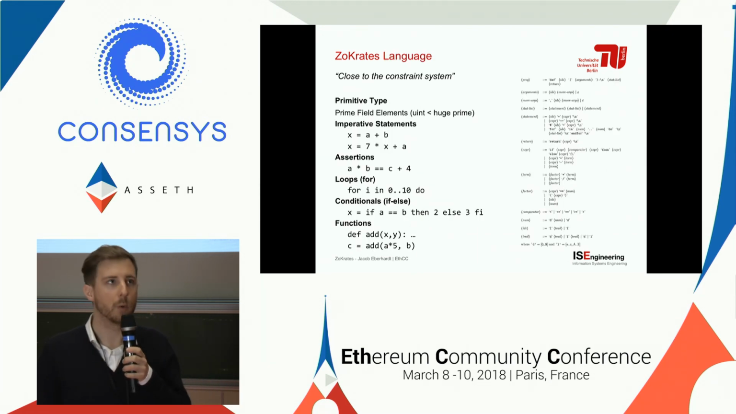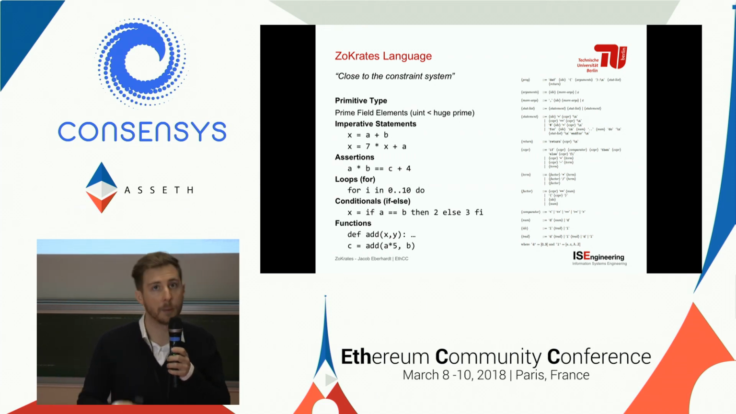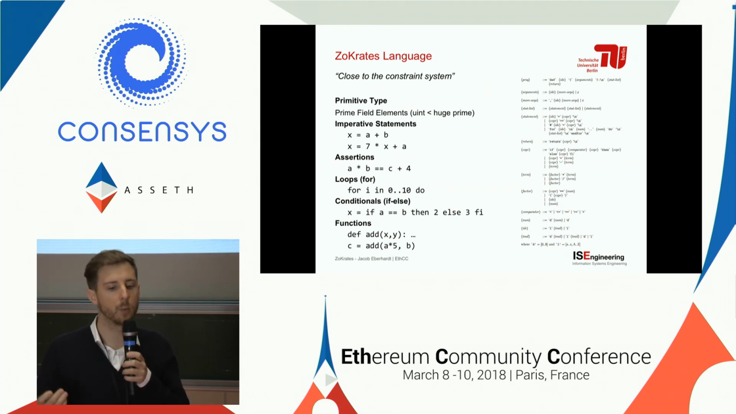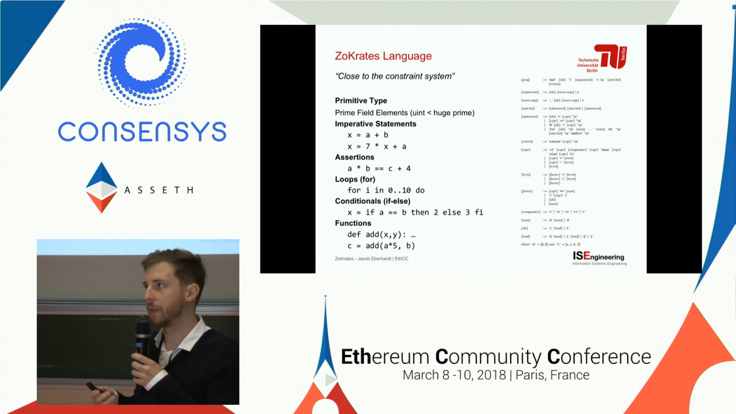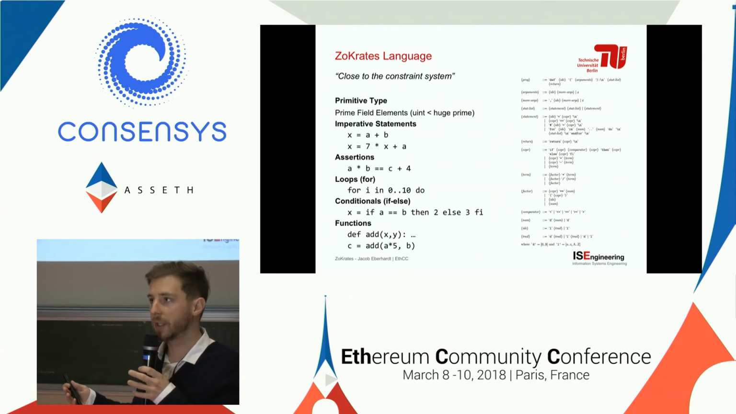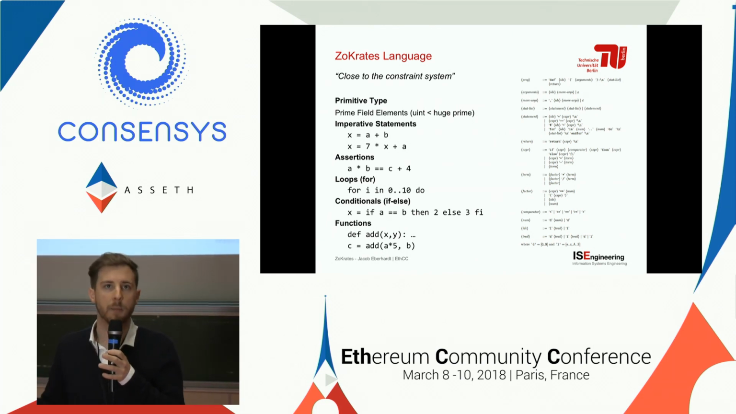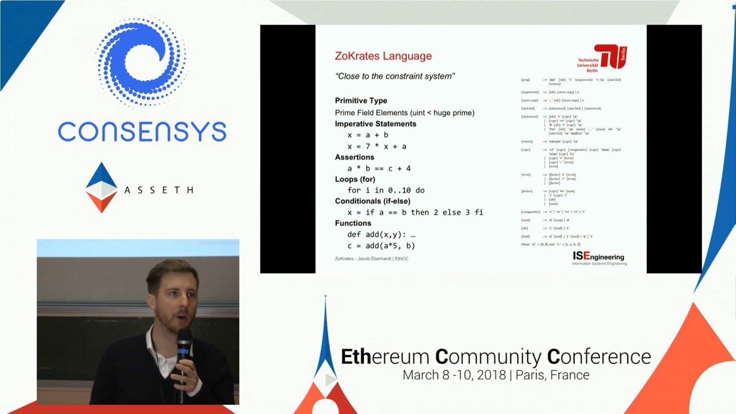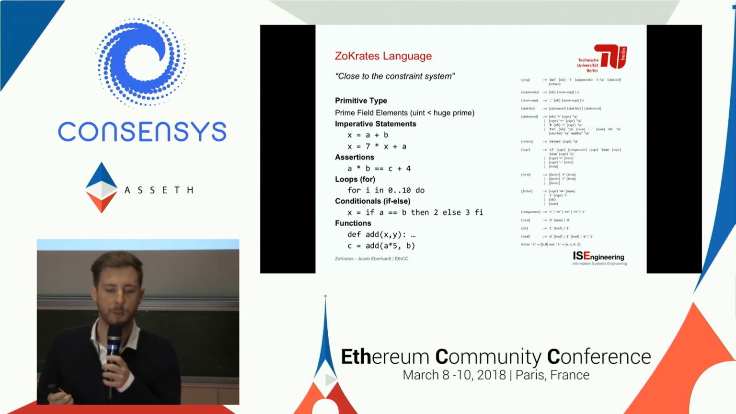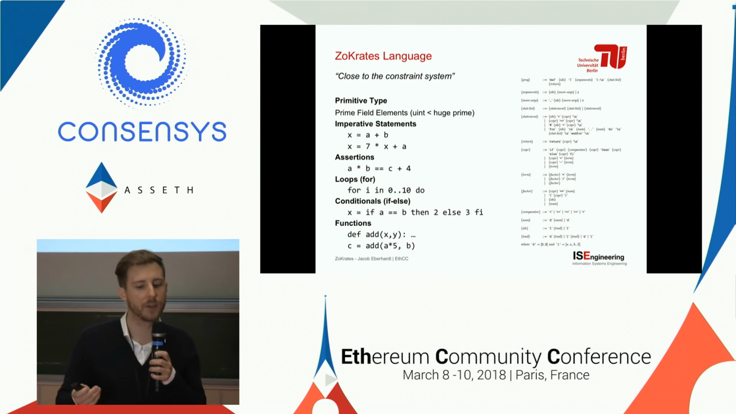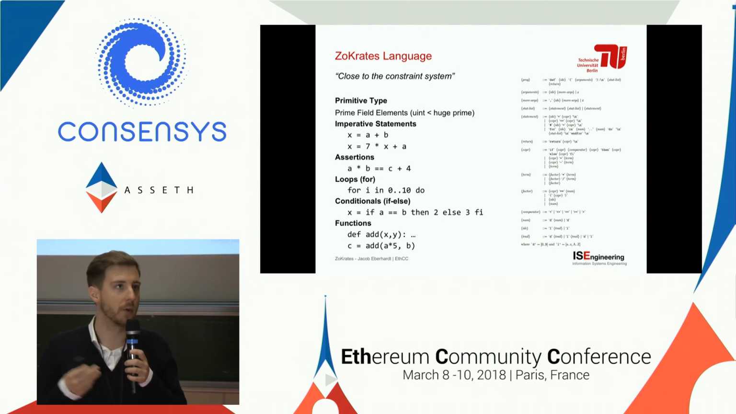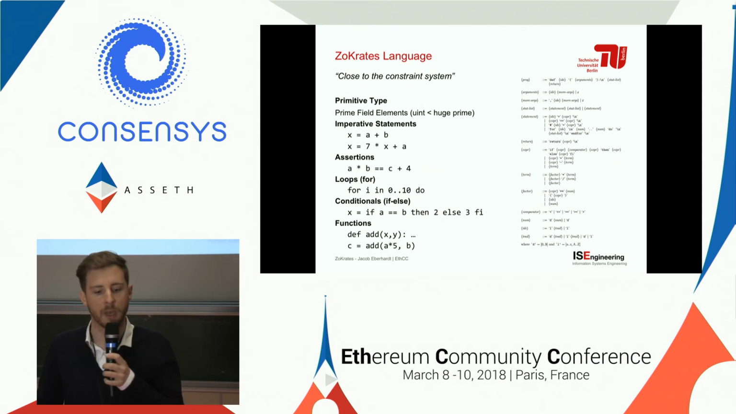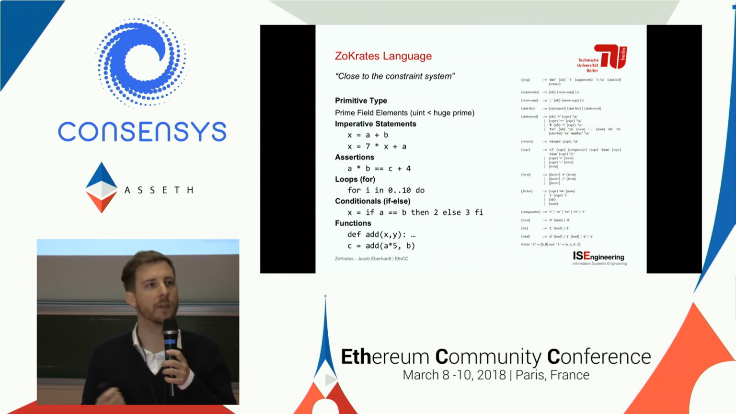Okay. The language is actually a quite simple imperative language. The basic type we have is prime field elements, and you can think of that as positive numbers that can be very large but always stay below a very huge prime number. So just think of it as positive numbers for now. Then there are imperative statements, assertions, loops, so the things you know from imperative programming languages, also conditionals and functions.